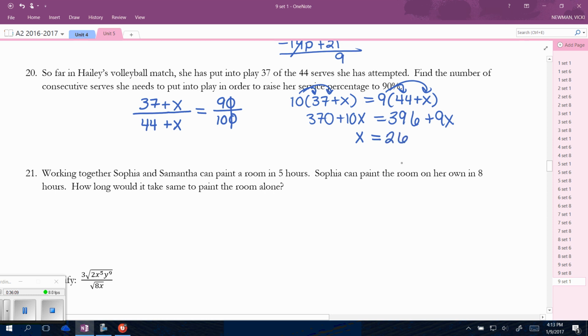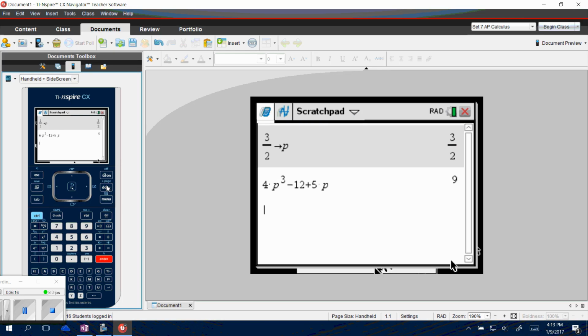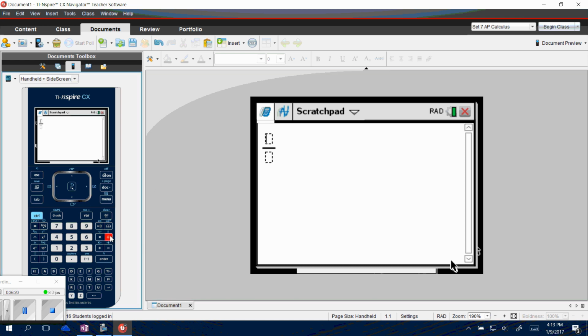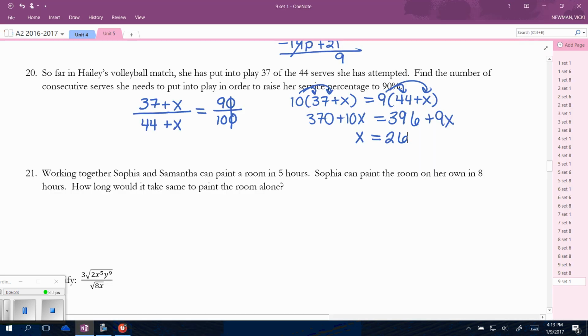So 26. Check it. Is 37 plus 26 over 44 plus 26 equal to 90%? Control divide. 37 plus 26 over 44 plus 26 is 9 over 10. Yeah, nailed it. Move on.